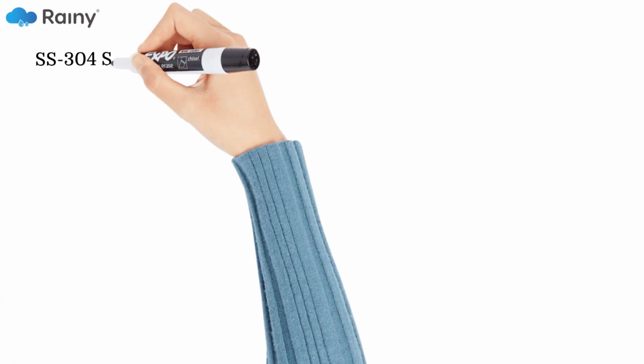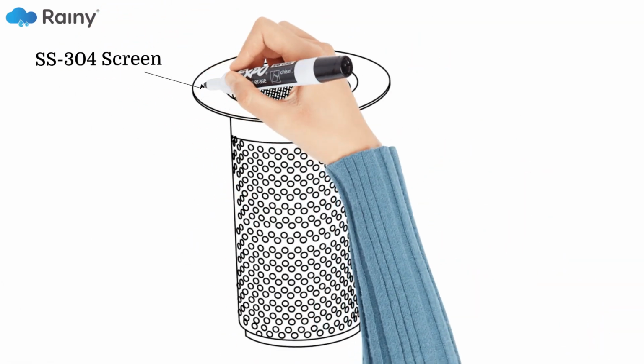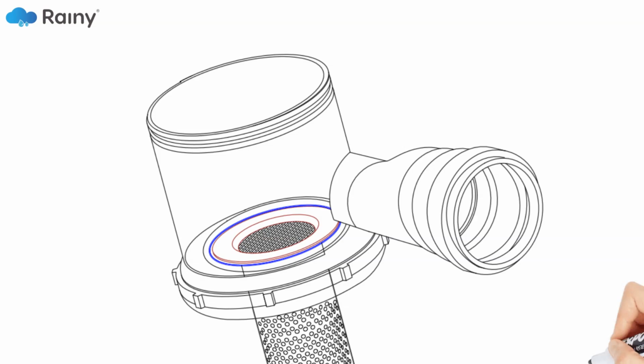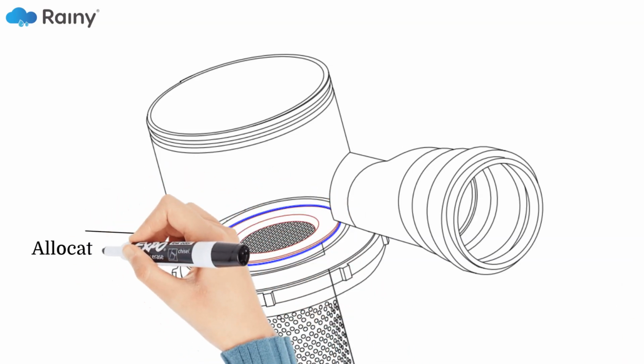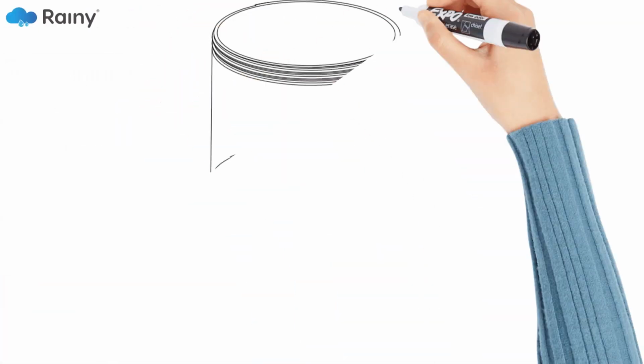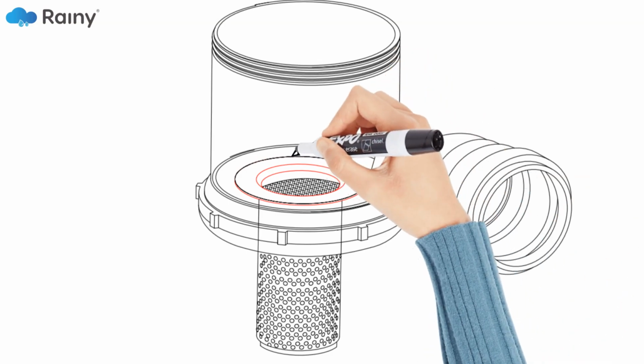The SS304 screen must be correctly and firmly installed within the allocated groove in the upper housing of the filter, ensuring that no gaps exist between the screen and the provided groove.